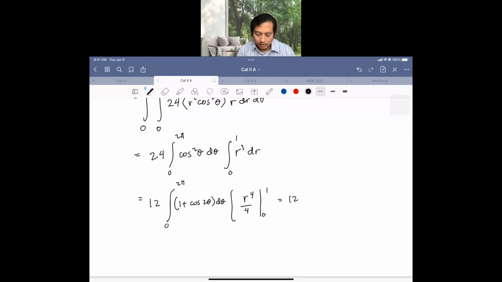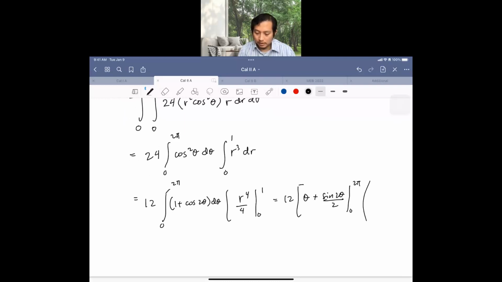And this becomes theta plus, because it's integral, 0 to 2 pi, and we have 1 over 4. So 2 pi multiplied by 12 is 24, divided by 4 is 6 pi. And the other part is sine 2 pi, which is 0. So we have 6 pi as our answer.